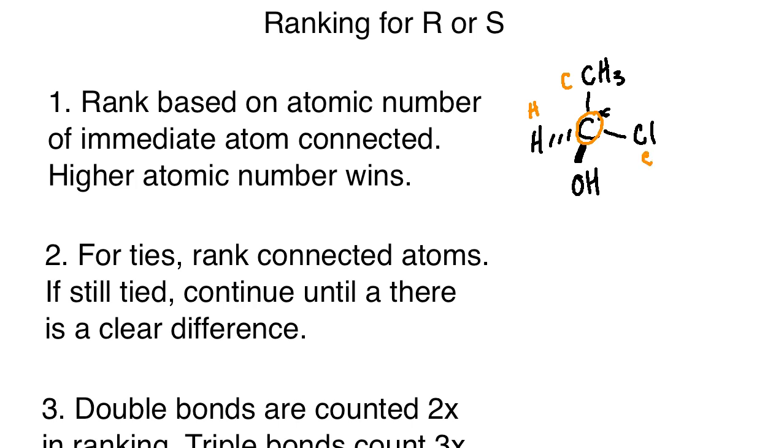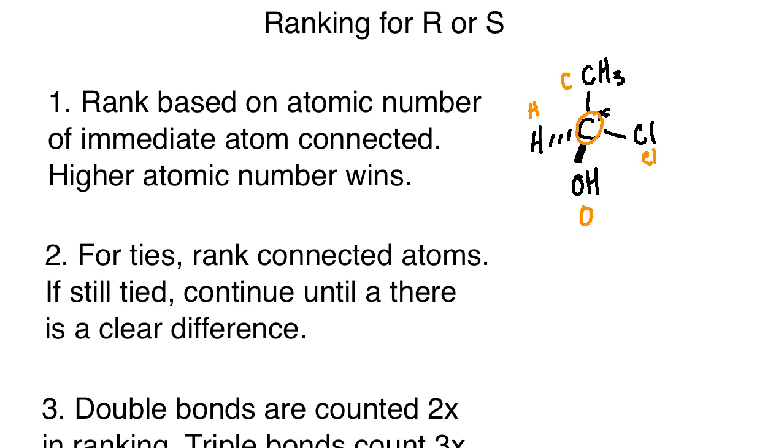Then I've got a chlorine, and then here I have an OH group. This alcohol would serve as an oxygen, being the first ranking member. So this is very important because some students will get confused, especially as you have carbons that have other carbons attached to them and the complexity starts to increase. You need to keep in mind it is the immediate atom that is connected to the chiral center that gets ranked. So in this case, it's H, C, Cl, and O. That's a very clear-cut example.